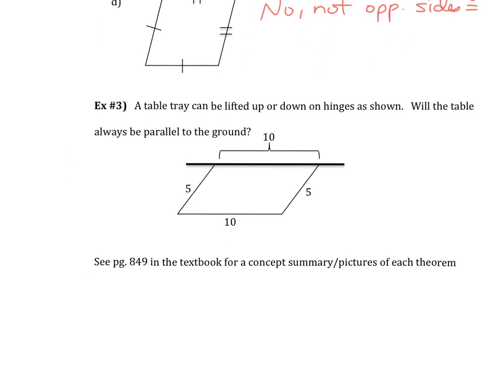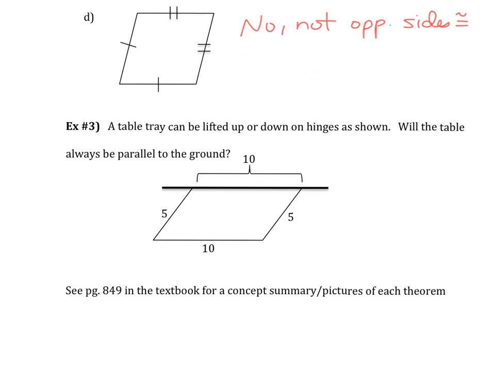All right. Last thing then. Example 3 here, it says a table tray can be lifted up or down on hinges as shown. Have you guys ever seen one of those? It's like a table that you can lay flat, but then it hinges up and you can make it sit in front of you. They're kind of awesome.